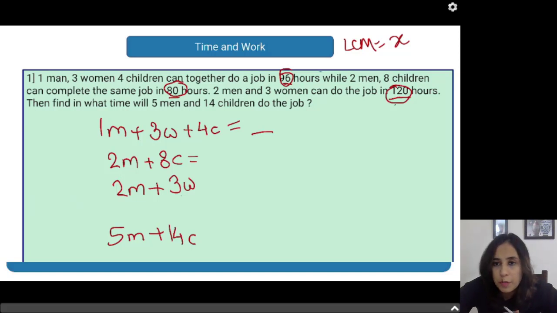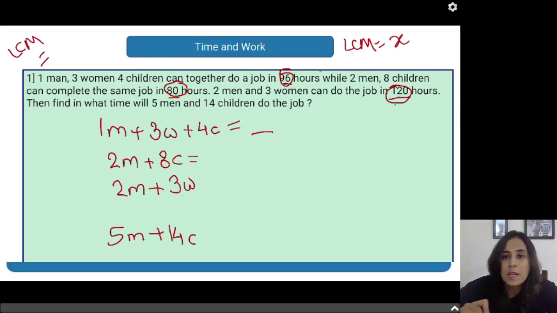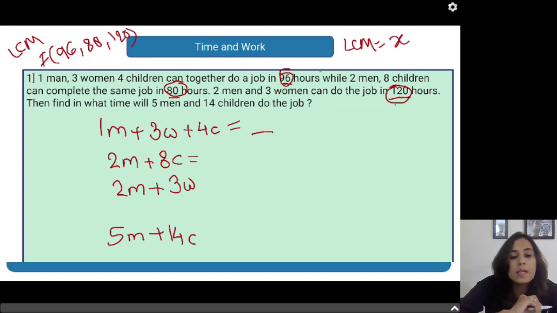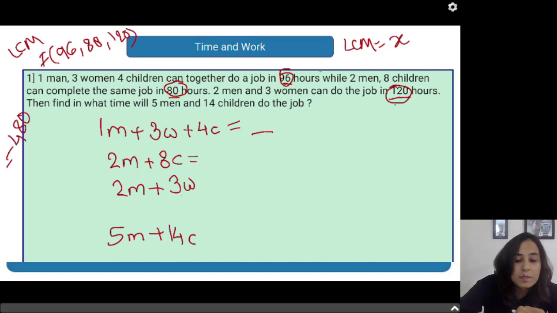Whenever you have these kind of questions, and this is one variation of the question, all you do is take the LCM of the number of hours. So here we take the LCM of 96, 80 and 120. Now guys, if you don't know how to take LCM, please go back to our LCM revision session. But I hope till now everybody knows how to take an LCM. So here we get the LCM as 480.